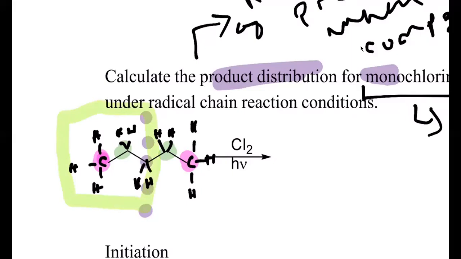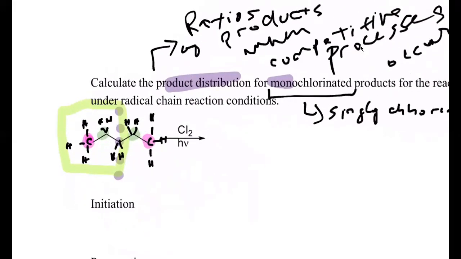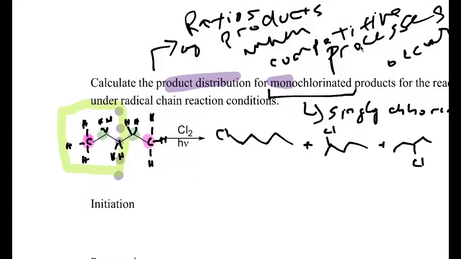So first, what I want to do is draw the products out. Then we're going to go back and do the mechanism and show how you got each one of them. One of your products is going to look like this, with a chlorine on that terminal carbon. One of your products is going to look like this, with a chlorine on that secondary carbon. And then plus, one of the monochlorinated products is going to look like that. Anybody not see that?